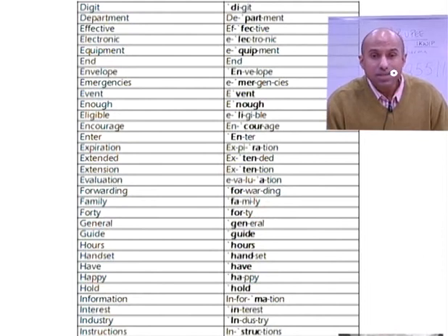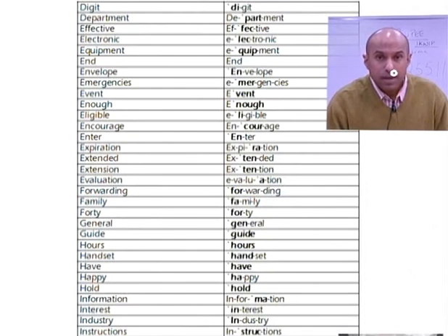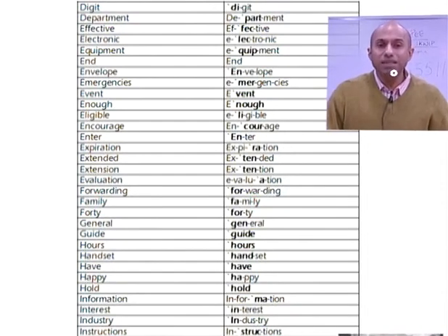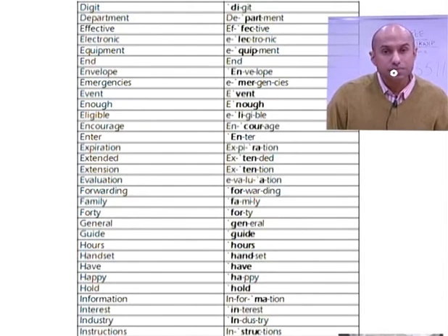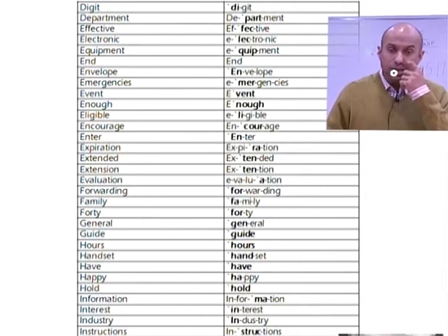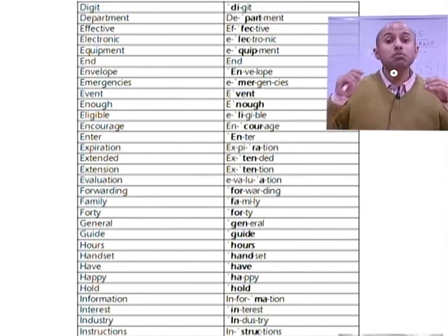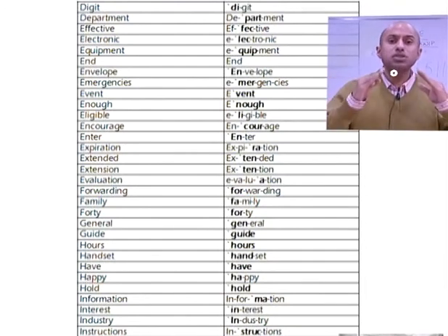Now this is the word we did yesterday as well: emergencies. The mer gets a stress. Emergencies. When you emerge from something, yes, he emerged from the swimming pool. It's the same merge. Yes, emergency.